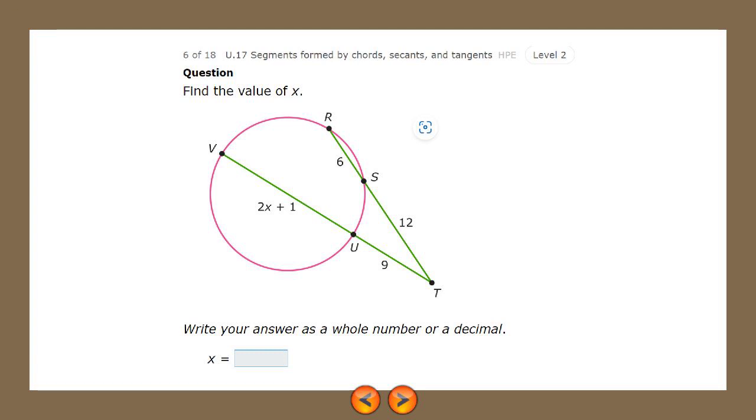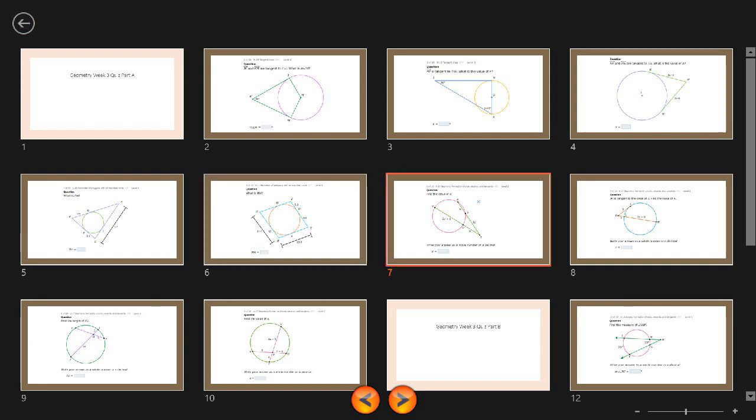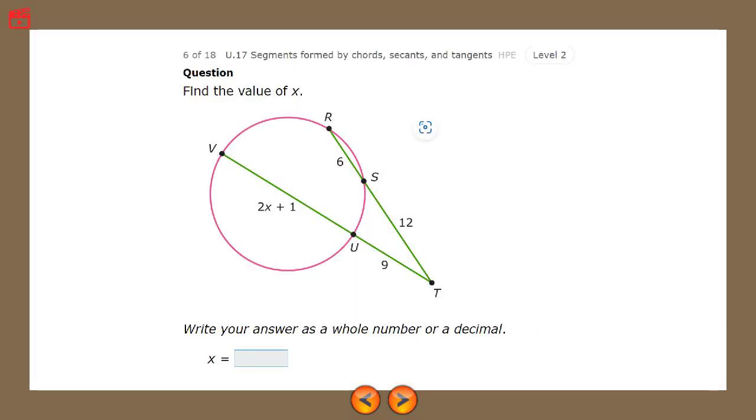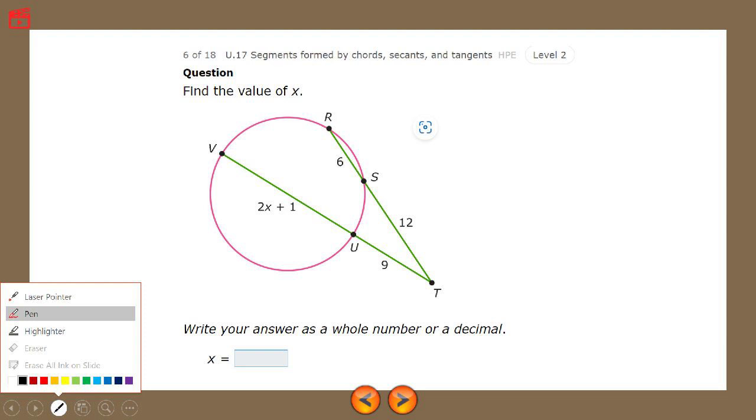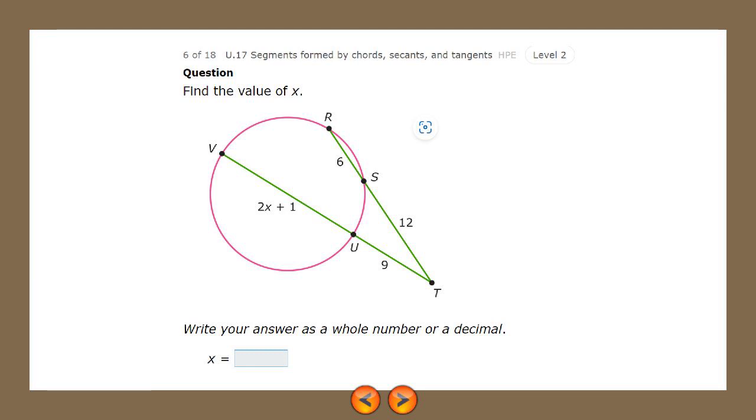There are 4 more left, 6, 7, 8, and 9 here on part A. And here's where things get a little bit more difficult and another concept needs to be remembered. We're still talking about segments. So we're talking about the distances of lines.